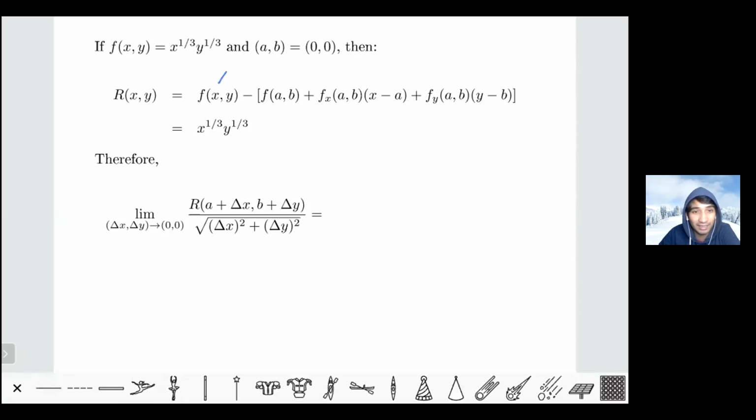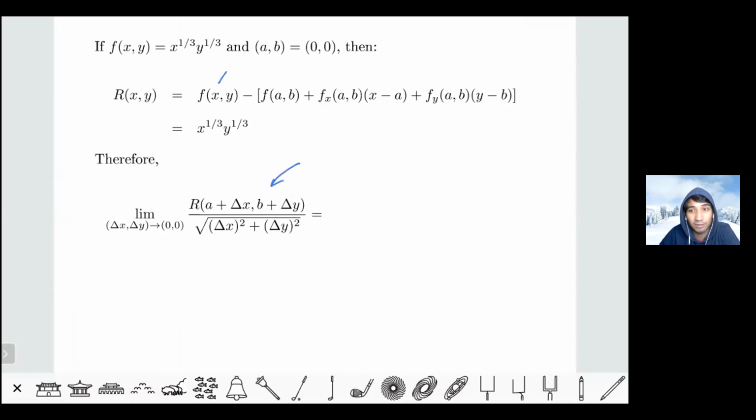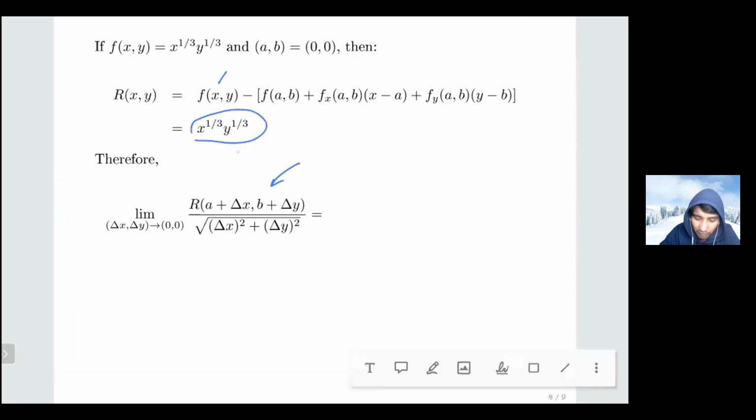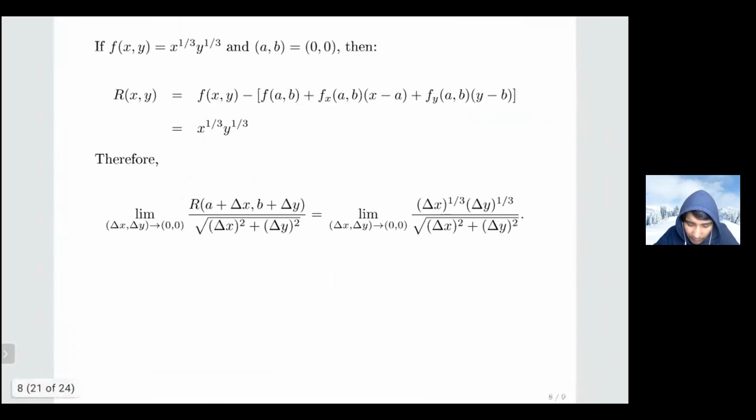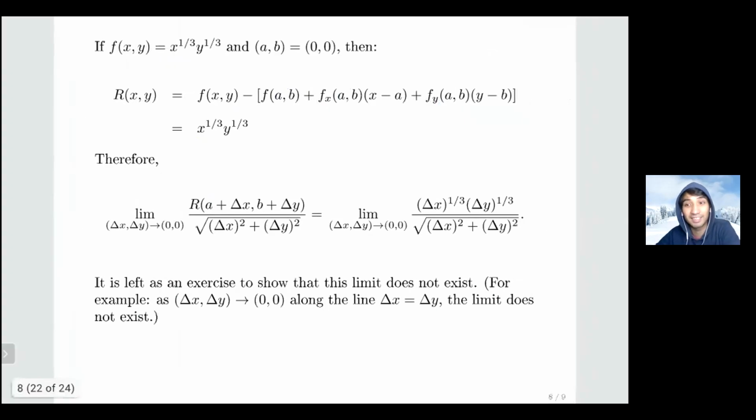Therefore, ano yung limit na kailangan natin computin? So, sabi dun sa definition of differentiability, we have to compute for this limit. Okay? Dapat equal siya to 0. Pero yung capital R natin is equal to x to the 1/3, y to the 1/3. And A here and B are both equal to 0. Ito yun. So, pag sinolve niyo yan, magiging limit ng delta x to the 1/3, delta y to the 1/3 over the square root of delta x squared plus delta y squared, as delta x, delta y goes to 0, 0. Okay, and then I'll just leave it as an exercise to show that this limit does not exist.